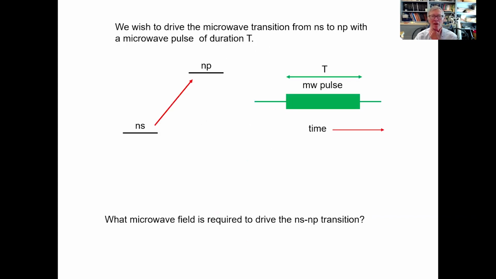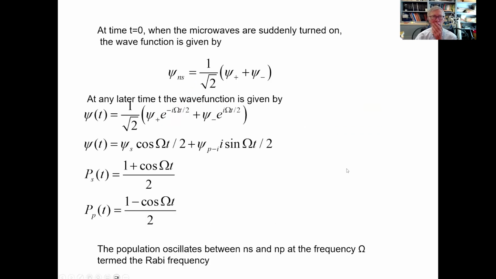So if I wish to drive the microwave transition from NS to NP with a microwave pulse of duration t, what field do I need to do this? Well, when the microwaves are suddenly turned on, this NS state that I'm starting in is projected onto these two states as so. And at any later time, the wave function looks like this.